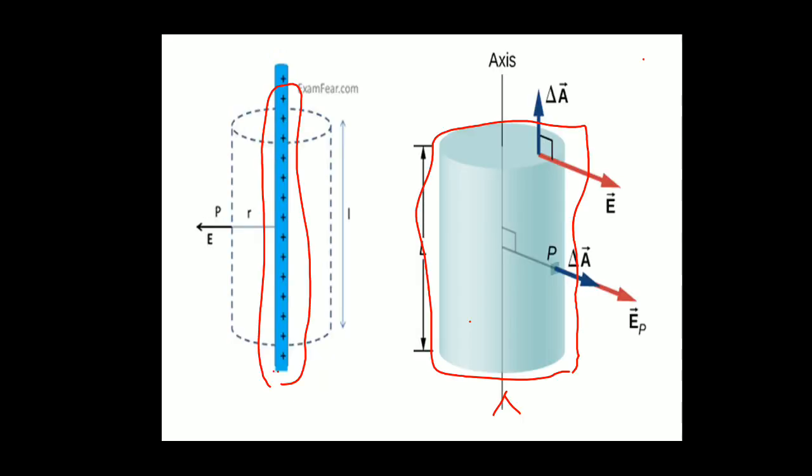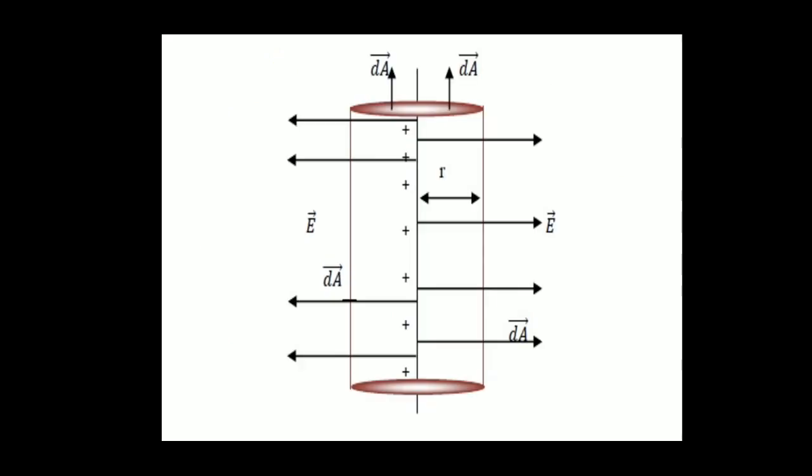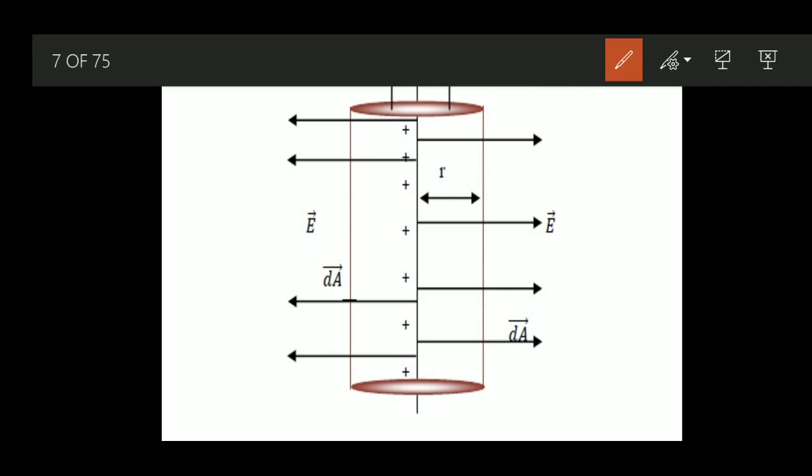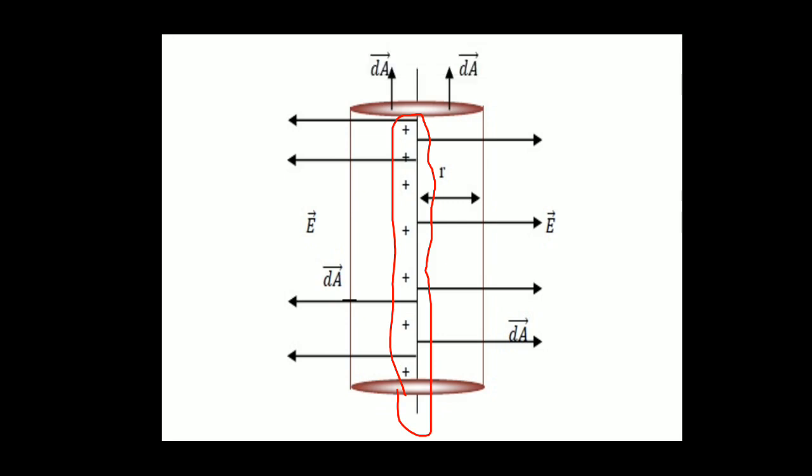The same diagram, a little more. Can you see the positive charges were distributed? Diagram-wise it is given like this, but actually the positive charges are distributed on the wire. And can you see the cylinder?